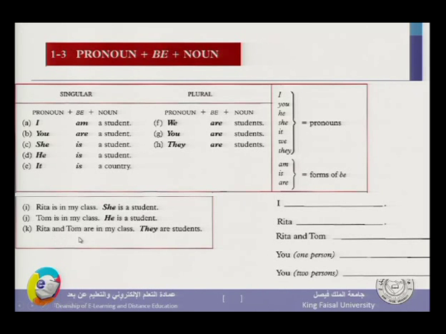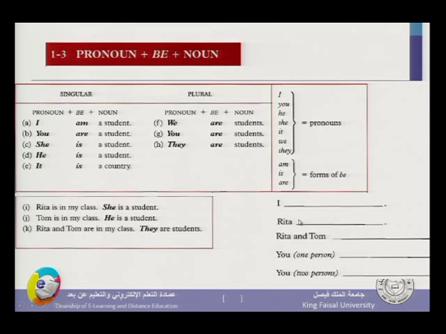Rita and Tom, now they are plural, right? Rita and Tom are in my class. So I can remove Rita and Tom and use the pronoun they instead. They are students. So they here refer to Rita and Tom.